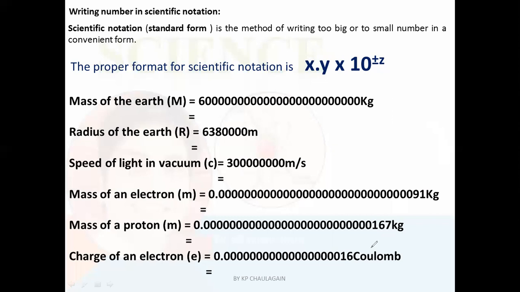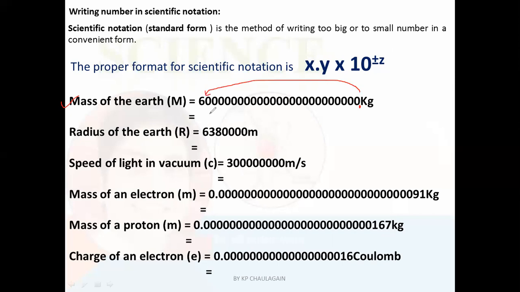First of all, let's check the decimal point, whether there is a decimal point or not. If there is no decimal point, we have to keep the decimal point at the last. Let's carry out the example of the mass of the earth. Here, first check the decimal point. There is not any decimal point. That's why we are going to put the decimal point at the last. Now, we are going to shift this decimal point to this place.